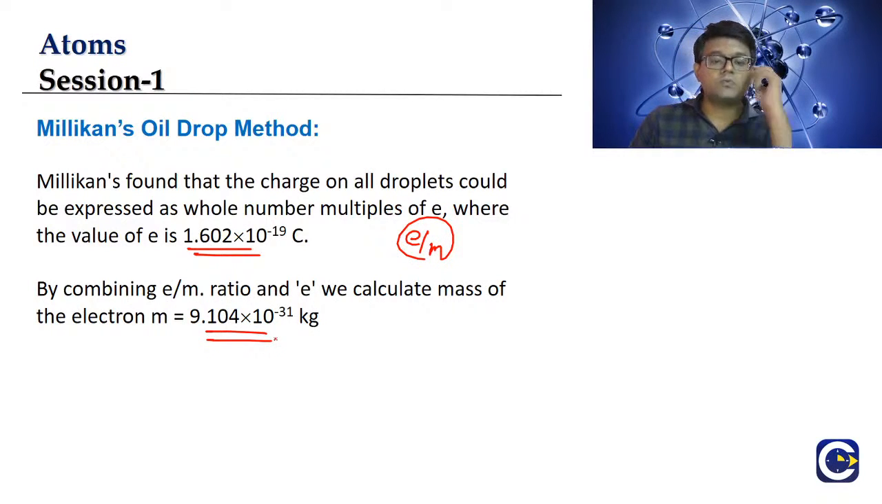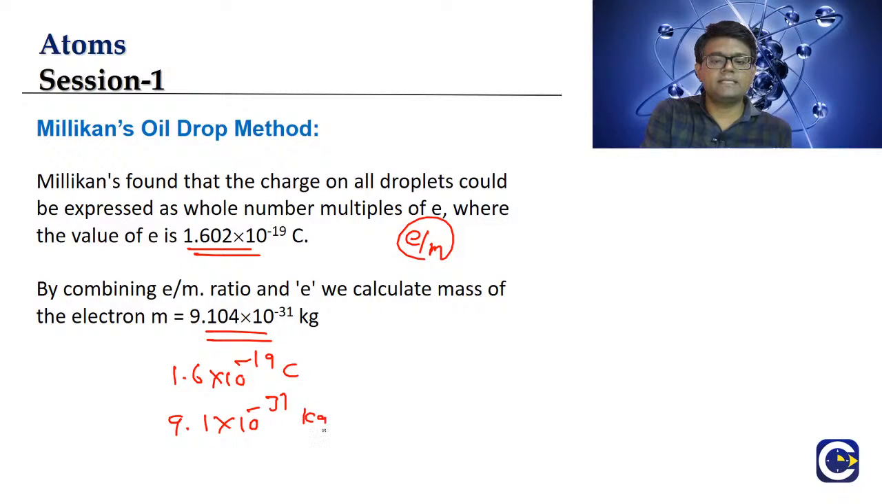So mass of the electron is what? 9.1 in 10 power minus 31 kg. We don't need to remember up to a lot of decimal places. Generally when we talk about the charge, we'll say 1.6 in 10 power minus 19. Mass of electron means 9.1 in 10 power minus 31 kg. So this is how we'll express the values. We will not go up to 3 or 4 decimal places. We'll just keep it to 1 decimal place.